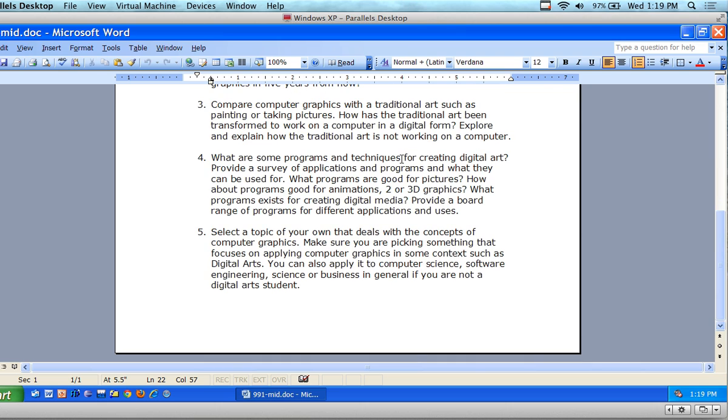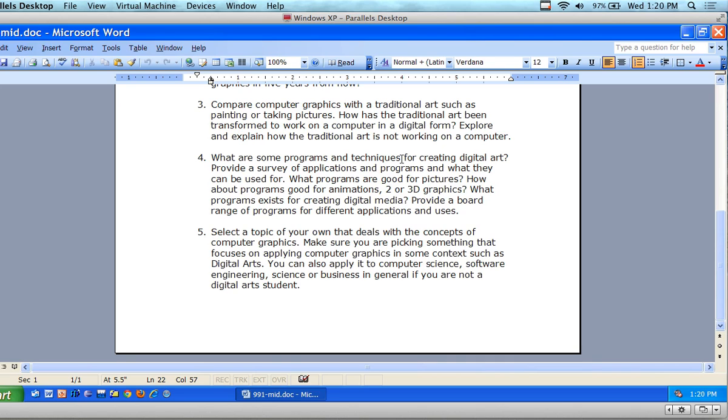And then theme number 4. I call these themes, or topics, I should say. You only pick one for your paper, and it can be anything really, as long as it falls within the same theme of what we're trying to capture here. Number 4 is, what are some programs and techniques for creating digital art? Well, you might actually have to classify what you think is art. What is digital art to begin with?